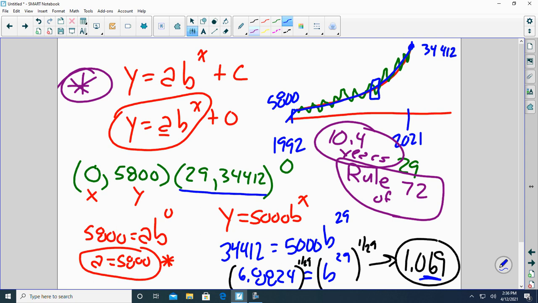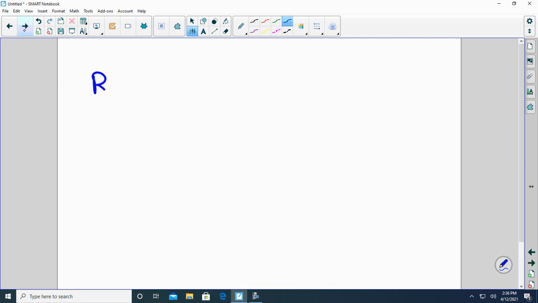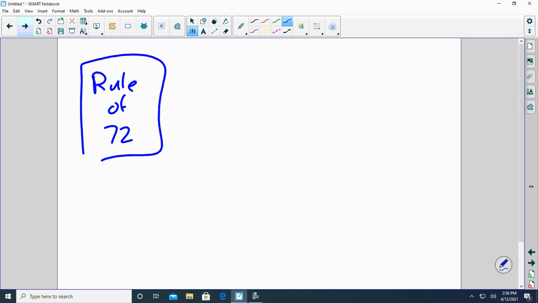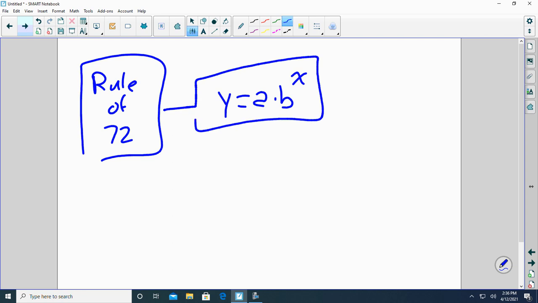It was based on this kind of model in order to generate it. Now, if you really want to know this, I can come up with why that 72 became the good number.